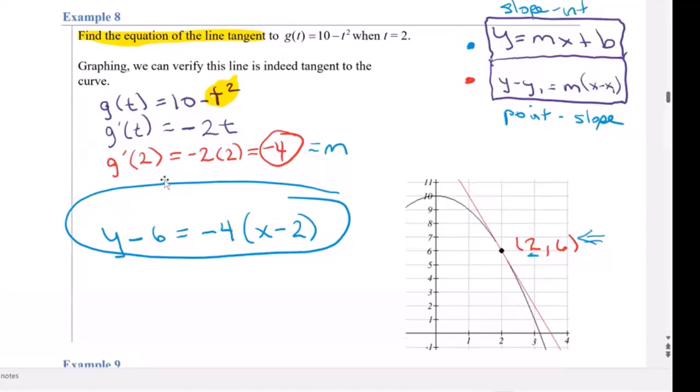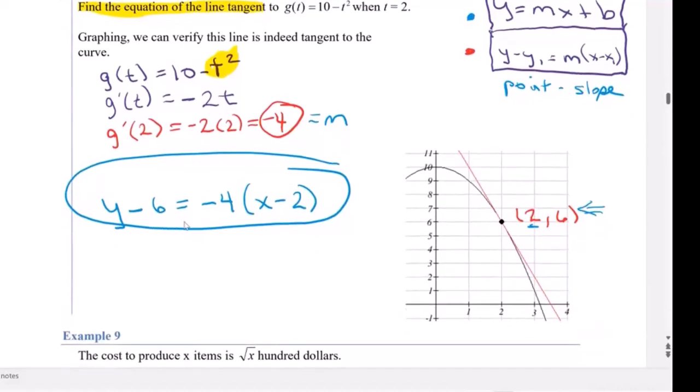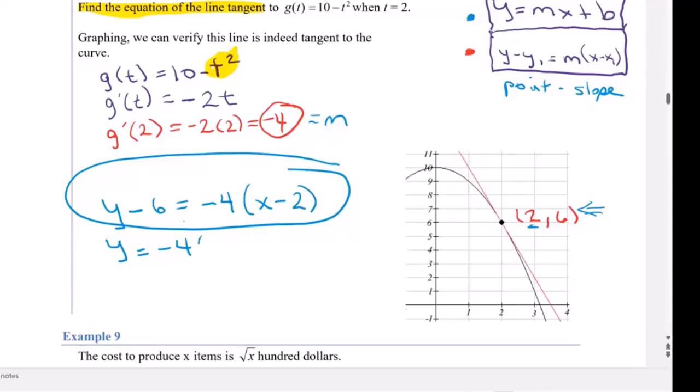You could even use this equation and solve for y, and you would have the y equals mx plus b form. I'll do it for you. If I add 6 to both sides, I get negative 4 times x minus 2 plus 6, which equals, let's distribute, negative 4x plus 8 plus 6, which equals negative 4x plus 14. There's my y.